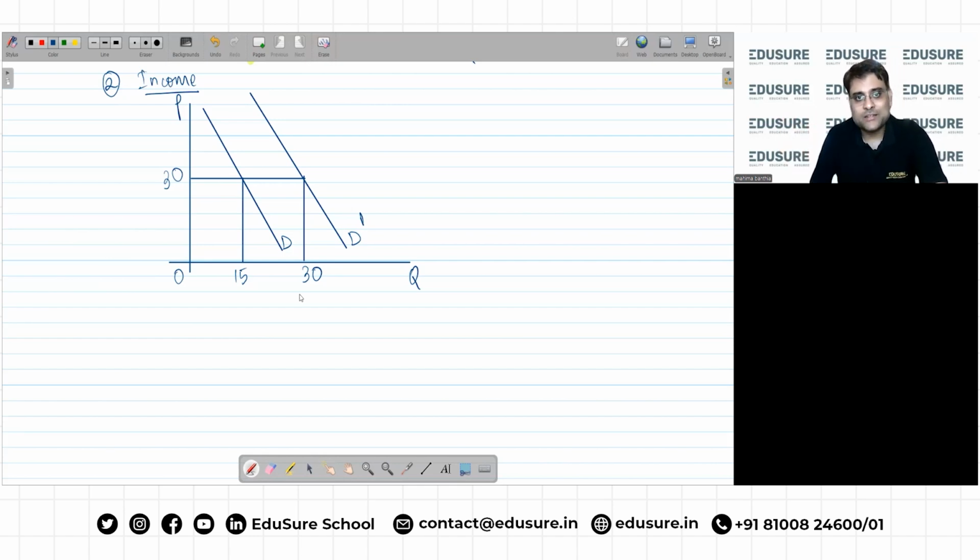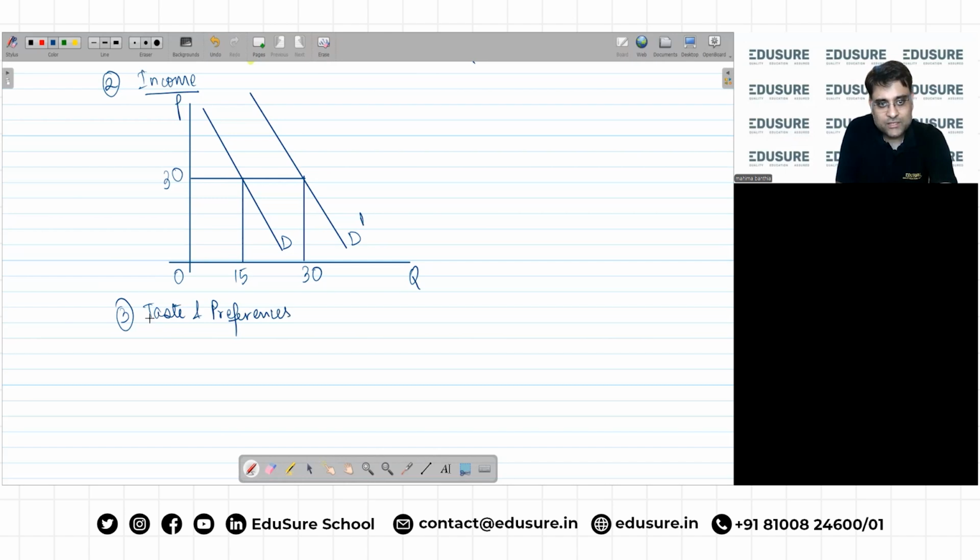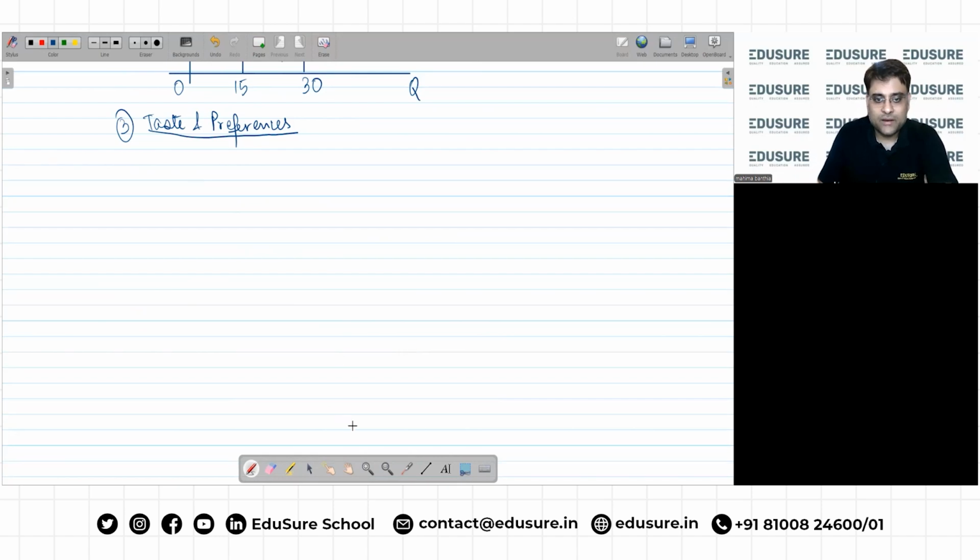Now let's come to the third aspect, that is changes in taste and preferences. As I gave you an example for the same as well, let's take a look at what happens with a change in technology. Earlier, as I said, we used to have landline phones, but now with the advent of smartphones, who is going to buy a landline? Because of a technological change, the quantity of landline demanded will definitely go down. That would be represented in the following manner.